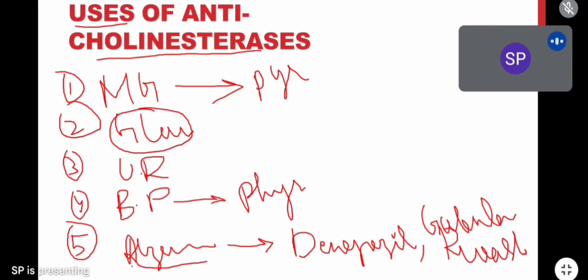So in Alzheimer's, donepezil, galantamine and rivastigmine are the drugs used. I think you all know what Alzheimer's is. I'll explain Alzheimer's in more detail later.